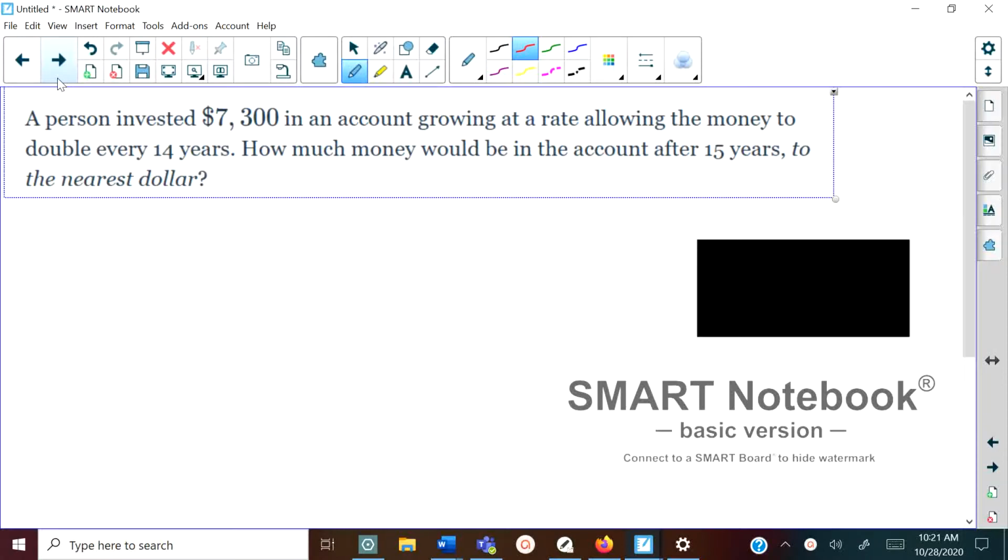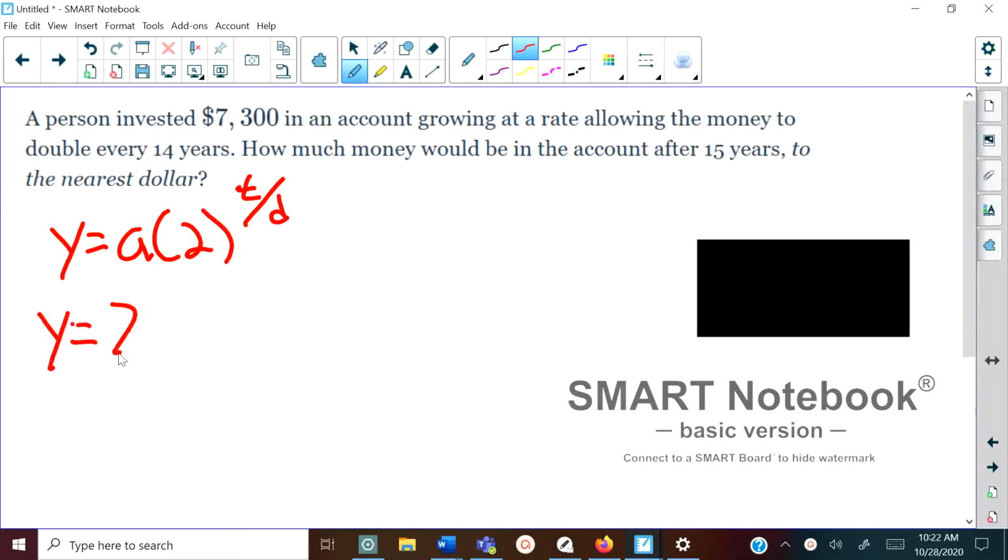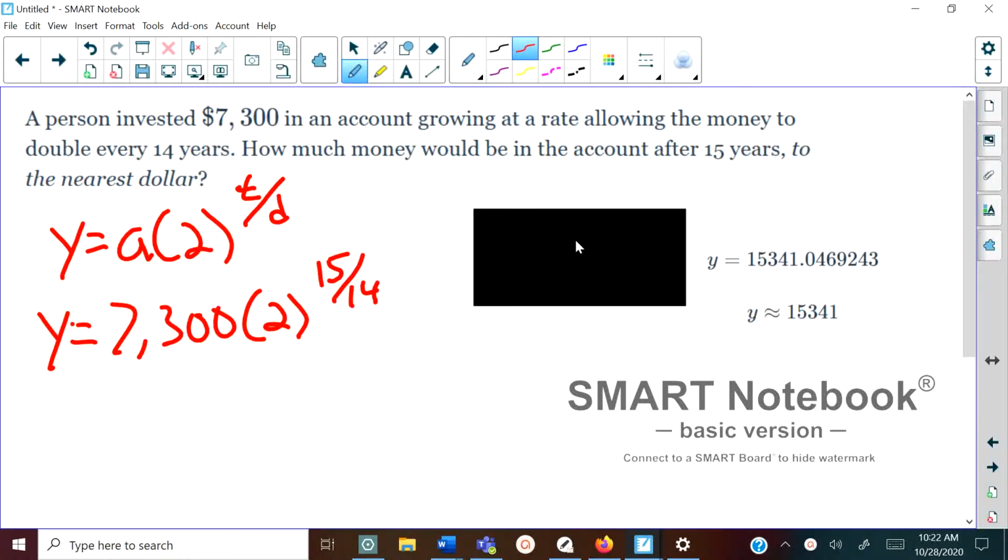Okay, that almost seems weird. You got it doubles every 14, then 15, just 1 year different. But we're just gonna follow the formula and go from there. So the formula is y is equal to a times 2 raised to the t over d. Okay, so y is equal to 7,300 times 2, and we're going to put the 15 and divide it by 14. And once we type that into the calculator, we get this.